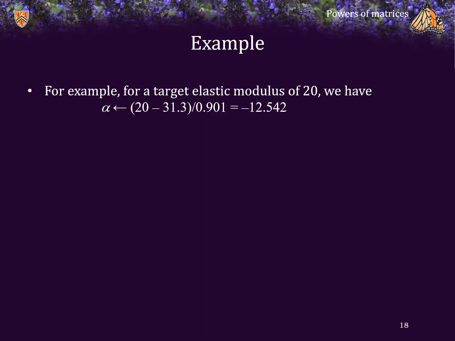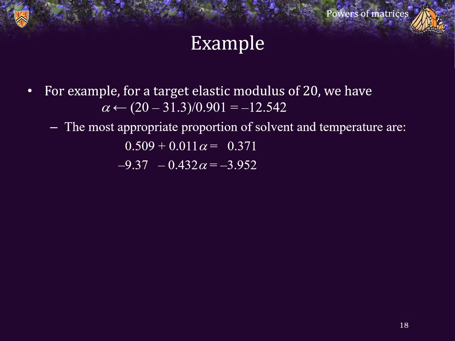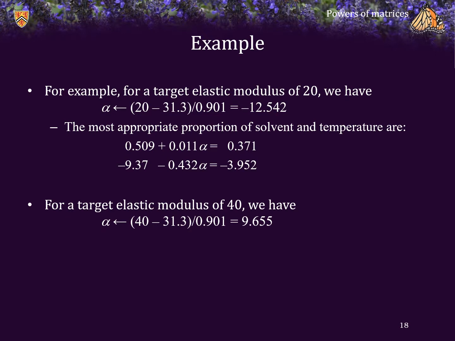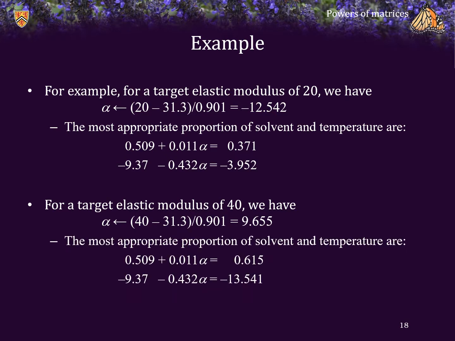So consequently, simply using this first principal component, we determine that if we wanted a target elastic modulus of 20, we would therefore find that alpha is negative 12.542. And from this, we determine that the proportion of solvent should be 0.371 and the temperature should be about minus 4 degrees Celsius. Similarly, if our target elastic modulus is 40, we determine that alpha is equal to 9.655, and therefore the most appropriate proportion of solvent is 0.615, and the appropriate temperature is negative 13.5 degrees Celsius.